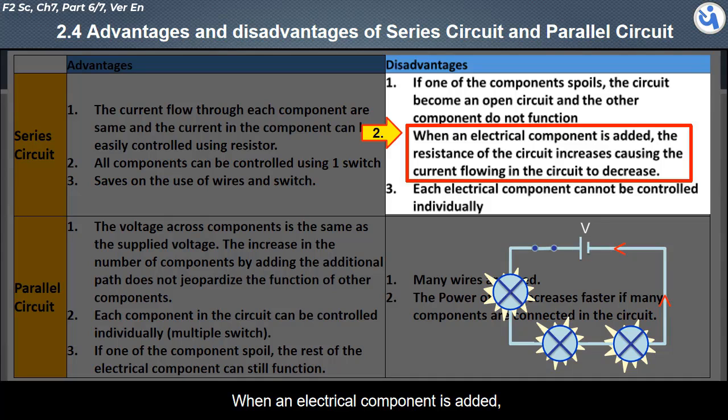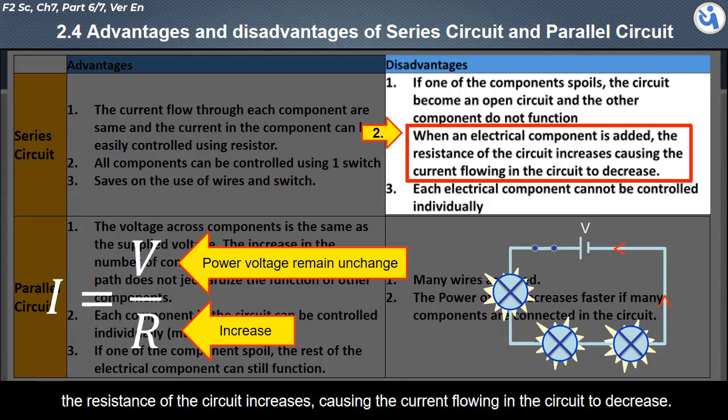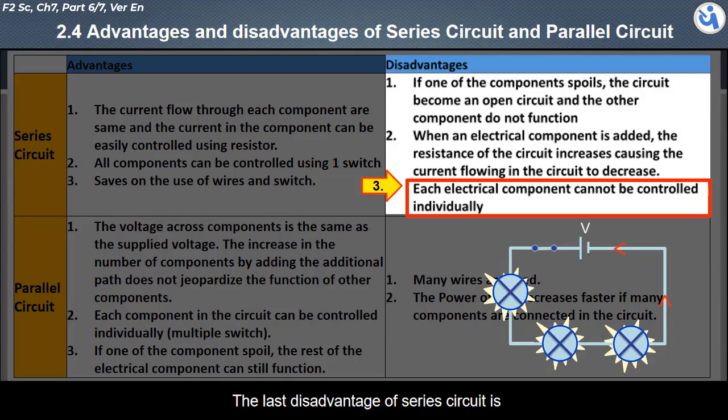When an electrical component is added, the resistance of the circuit increases, causing the current flowing in the circuit to decrease. The last disadvantage of a series circuit is that each of the electrical components cannot be controlled individually.